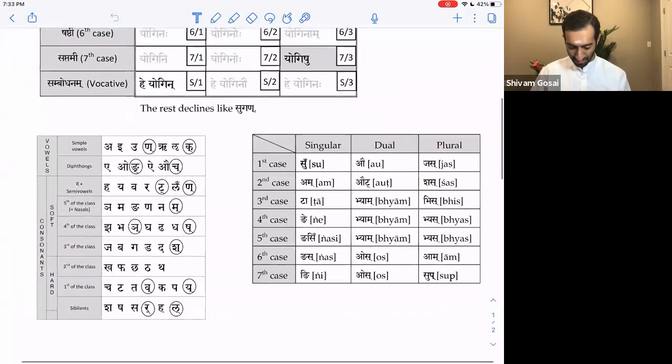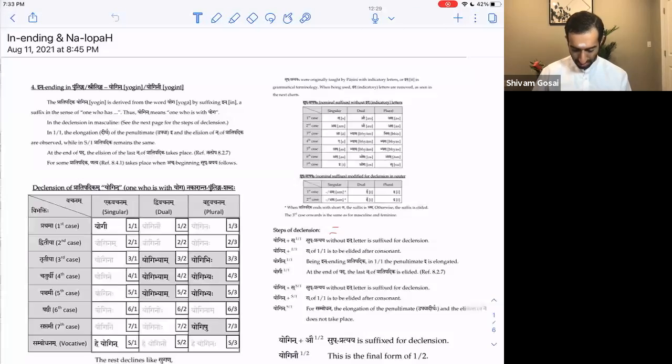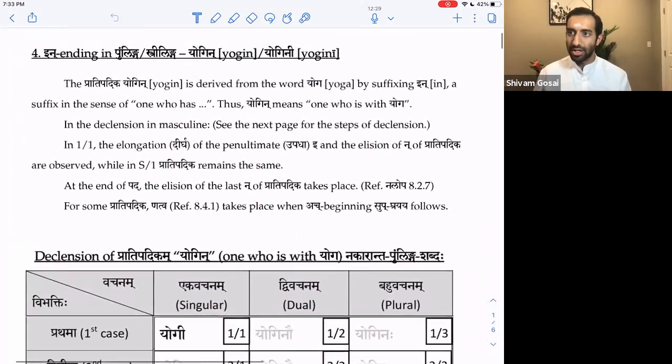Okay. So in our last class, we were looking at yogin-śabdha. This is page 134 in the book. We're looking at yogin. Yogin is derived from yoga plus in, which means one who has something, or one who is with whatever it might be. So here, yogin means one who has yoga or one who is with yoga. If someone does yoga regularly, yoga doesn't leave them. They're always with yoga.